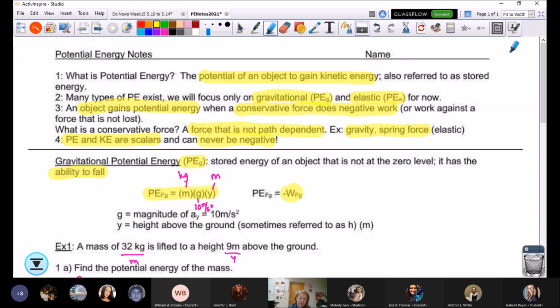When we're talking about elastic potential energy, then we're going to be stretching or compressing an object. So our stored energy will be in the object itself, based on the elasticity.